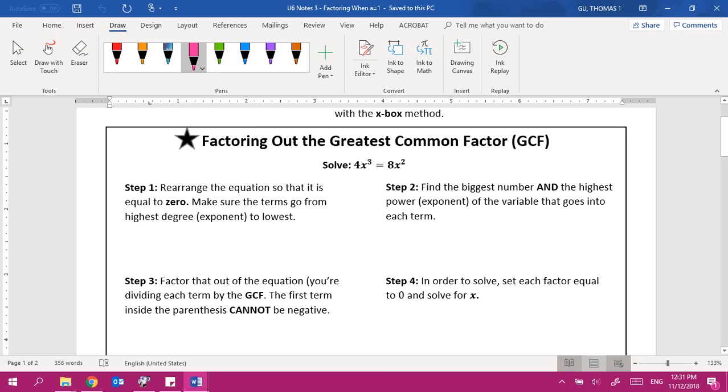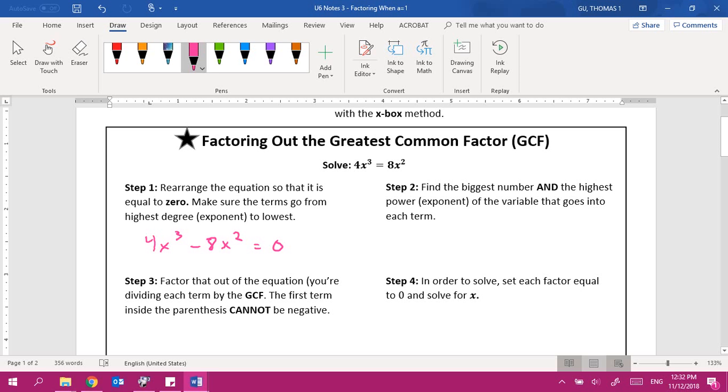So we want one of the sides to say equals 0. So we could just subtract 8x squared from both sides. So then your equation would be 4x cubed minus 8x squared equals 0. All we did was subtract the 8x squared from the right side so we can move it to the left, and then it says equals 0. You guys see that? That's the very first step.